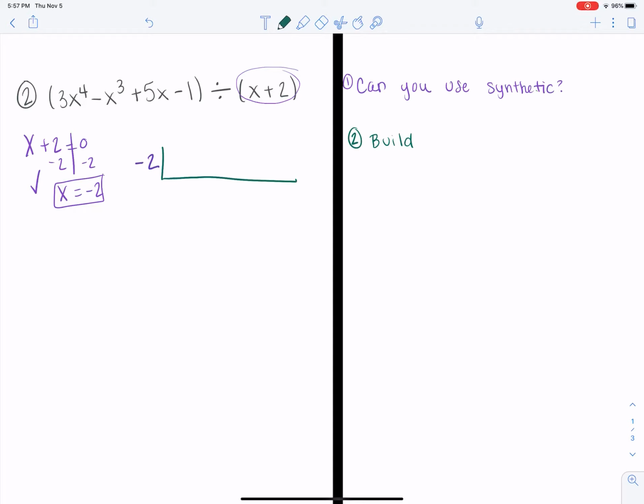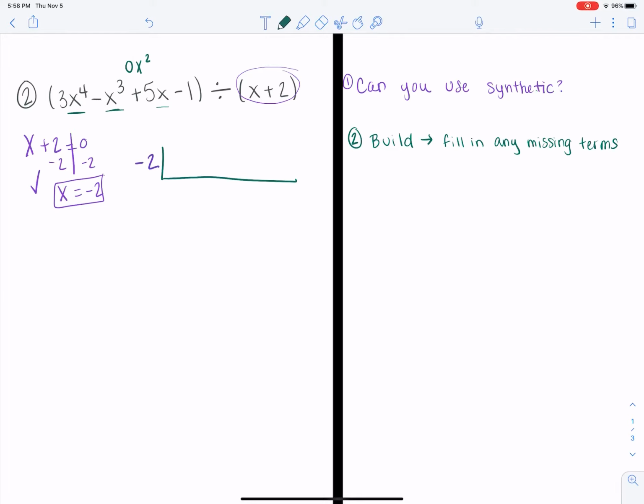We need to look. We have an x4 and x3. Then we have an x. We are missing the x2. So we need to fill it in. So when you build, not an equals, make sure you fill in any missing terms. So I need to fill in that 0x squared.